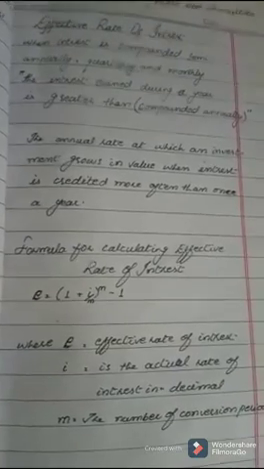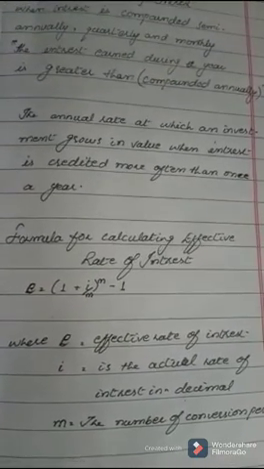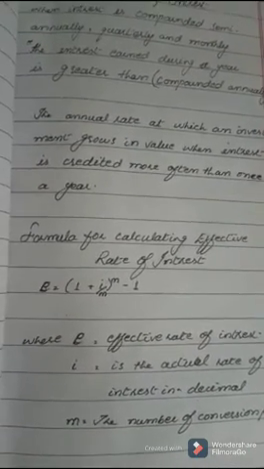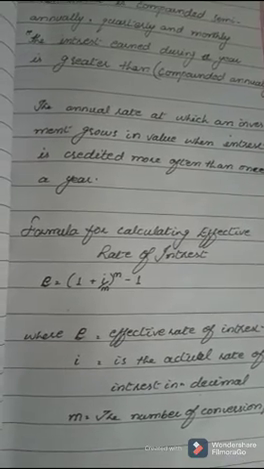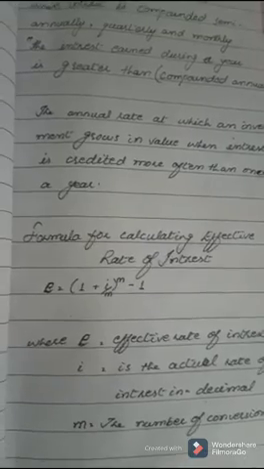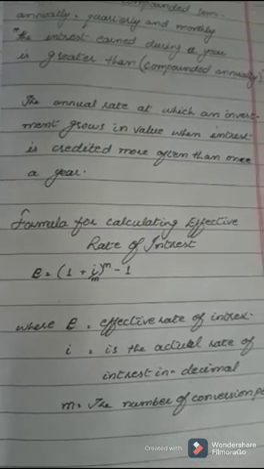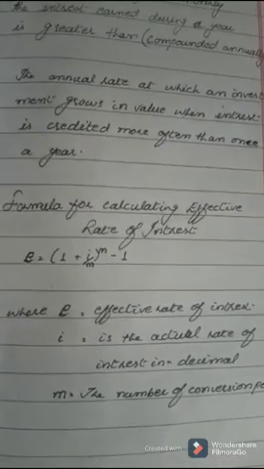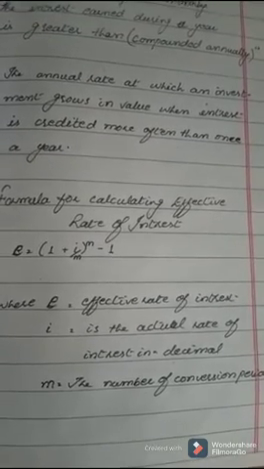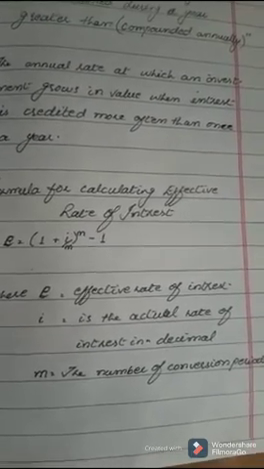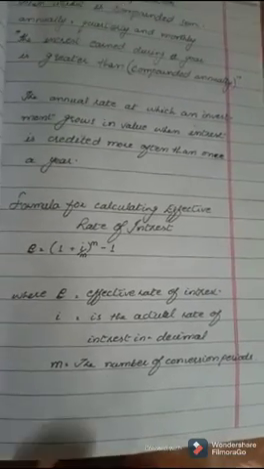Formula for calculating effective rate of interest: E equal to (1 plus i over m) raised to the power m, minus 1, where E is the effective rate of interest, i is the actual rate of interest in decimal, and m is the number of conversion periods.